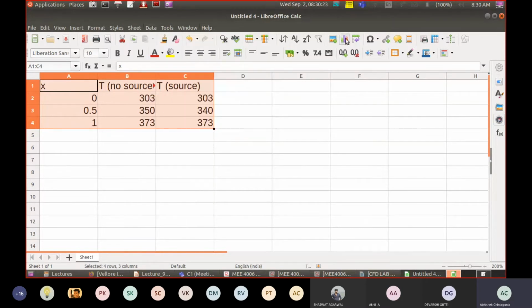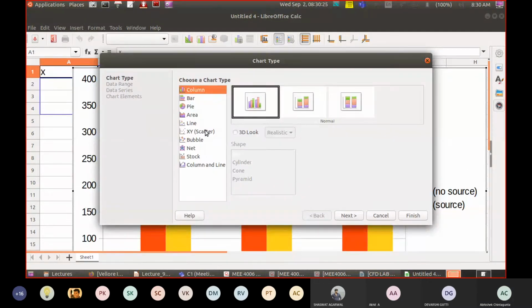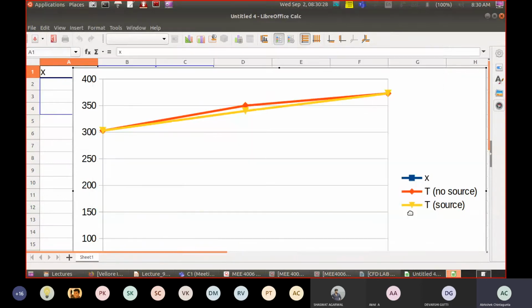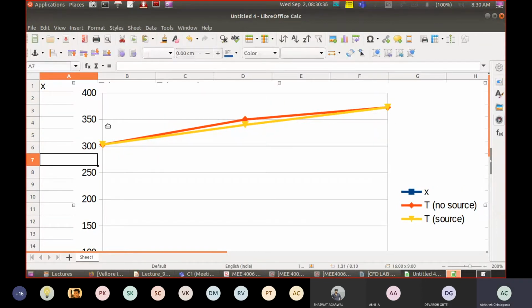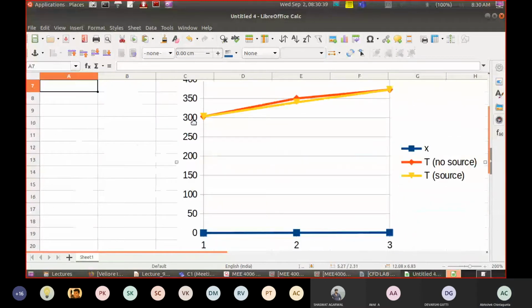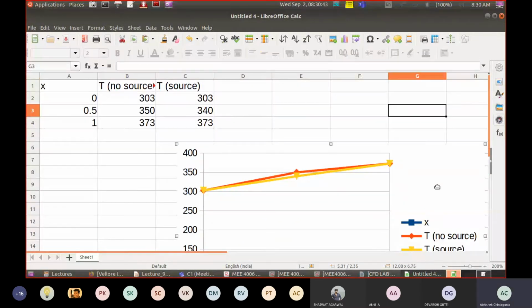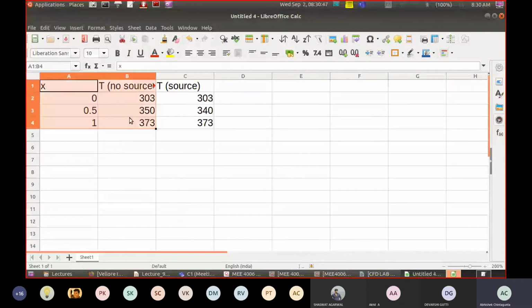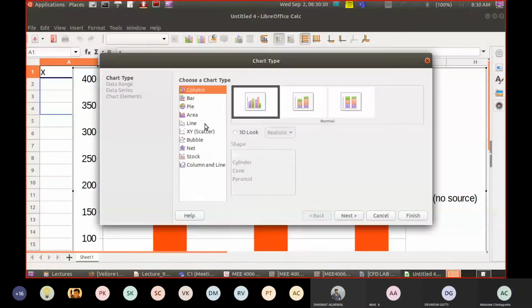So that's what you get, right? You can also do it in MATLAB, in Python, or in any software. This is not the way to do it; I don't use this. First, if I select these two, I get this graph. First one, temperature without source. Then I can add a data range to it.